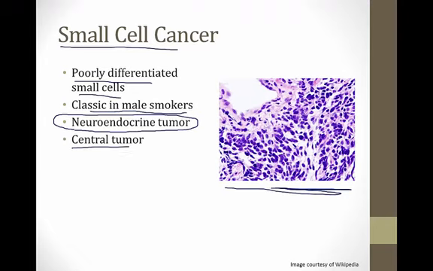These like to occur centrally in the lung, so we'll talk about different tumors. Some occur centrally near the trachea and some occur peripherally near the outside of the rib cage. These ones like to occur centrally.